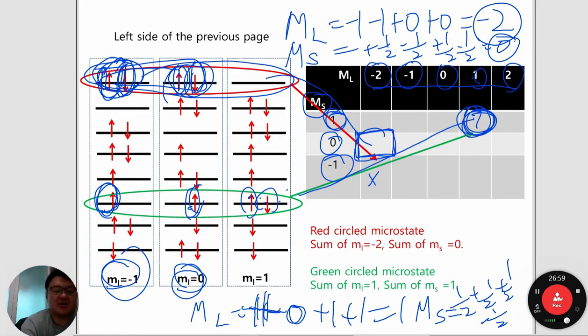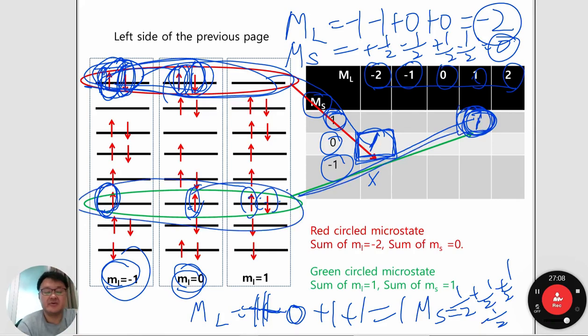So we find one microstate corresponding to this block of the table. Another microstate can be attributed to this block. You can do that for all 8 different microstates. Okay. So minus 2, 0 here, and then 1, 1, 1, 1. I only tried to find out the capital ML value and capital MS value for 2 different microstates, but you can do that actually for all 8.